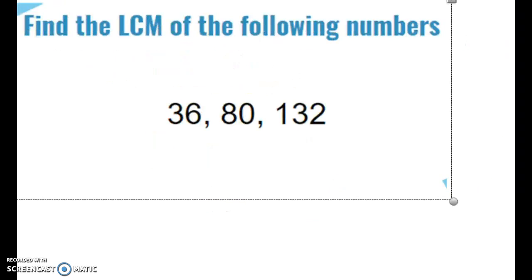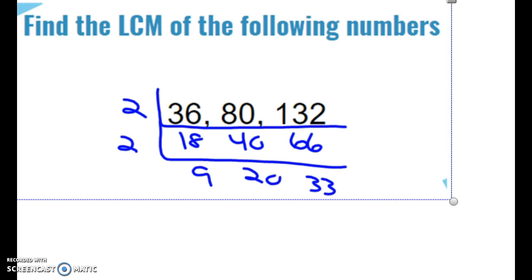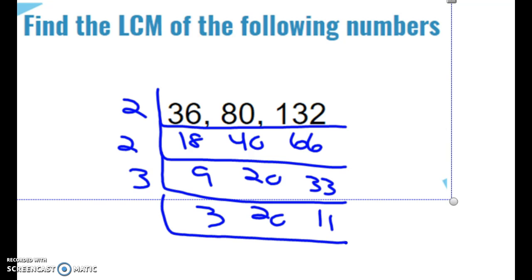Okay, next one, 36, 80, and 132. Do my ladder method again. I'm going to take out a 2 to make it 18, 40, and 132 would be 66, I want to say. Yeah, I believe that's right. So I can take another 2 out: 9, 20, 33. Now, I have 9 and I have 33. So with LCM, if you can take it out of 2 of the 3, still do it. So if I take a 3 out of the 9 and 33, I have 3. I didn't do anything to the 20, and then 33 is going to be 11. And now I write a 1, and I multiply everything out here.